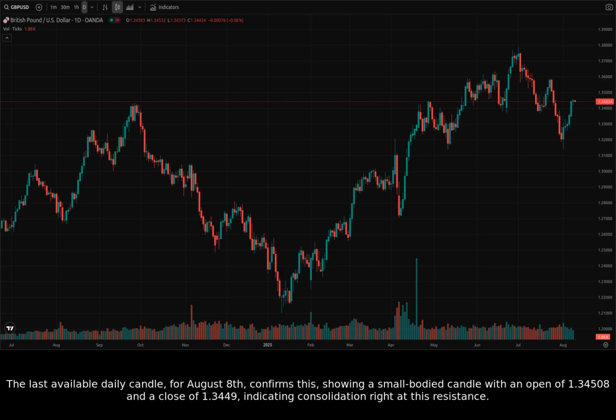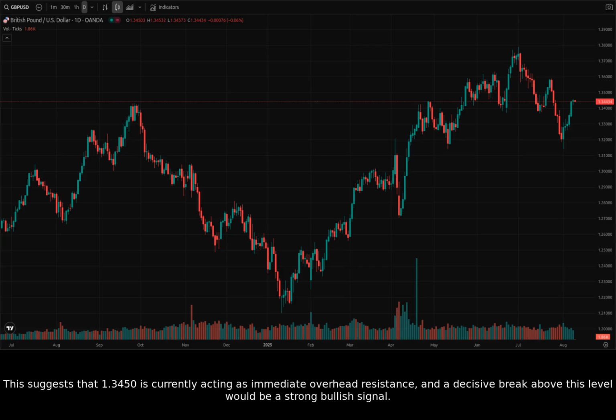The last available daily candle for August 8th confirms this, showing a small-bodied candle with an open of 1.34508 and a close of 1.3449, indicating consolidation right at this resistance. This suggests that 1.3450 is currently acting as immediate overhead resistance, and a decisive break above this level would be a strong bullish signal.